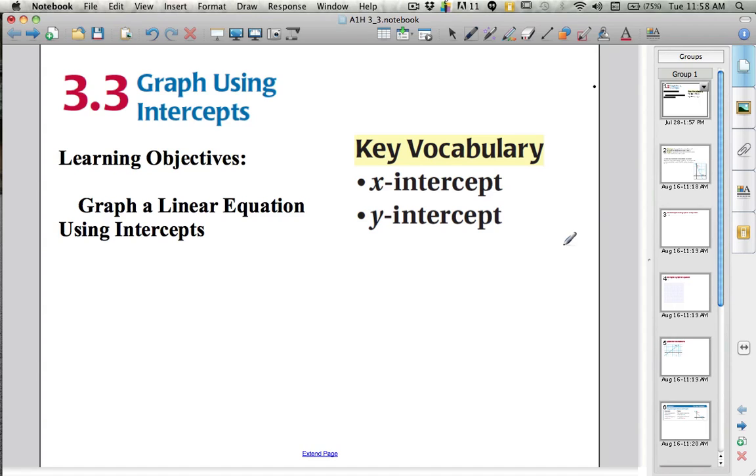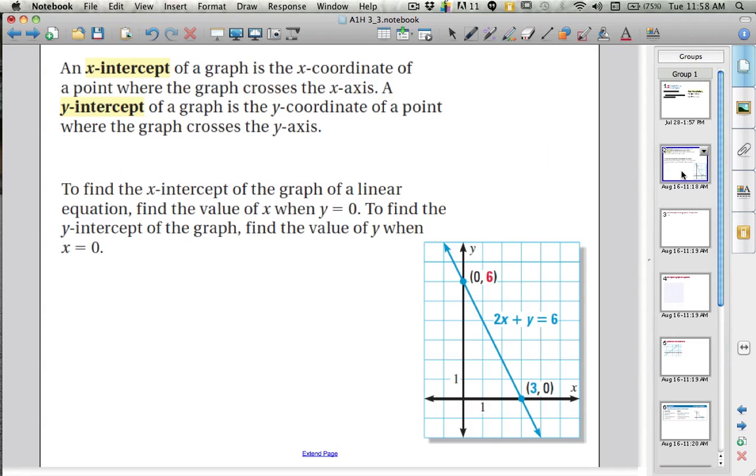In section 3.3, we're going to work with graphing using the intercepts. Previously, we've learned how to graph using an input-output table. And the key vocabulary we're going to need for this section is what is an x-intercept and what is a y-intercept. So let's talk about that really quick.